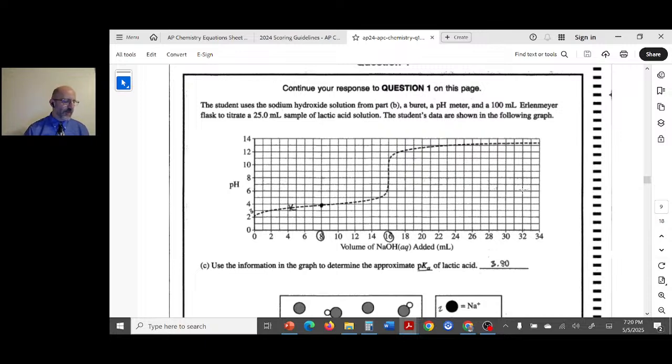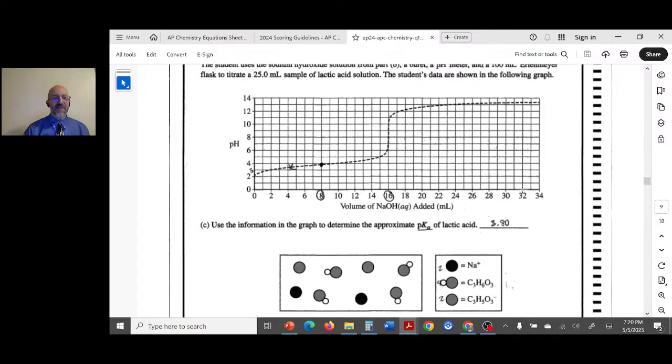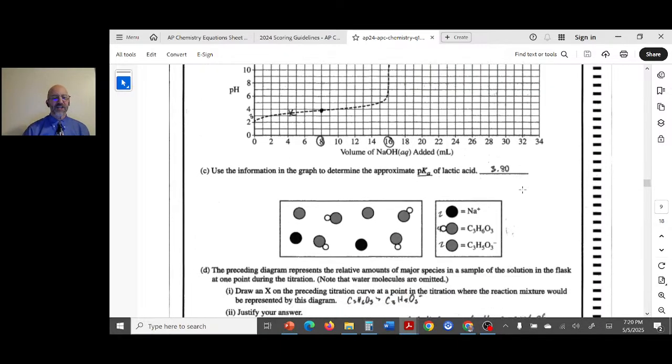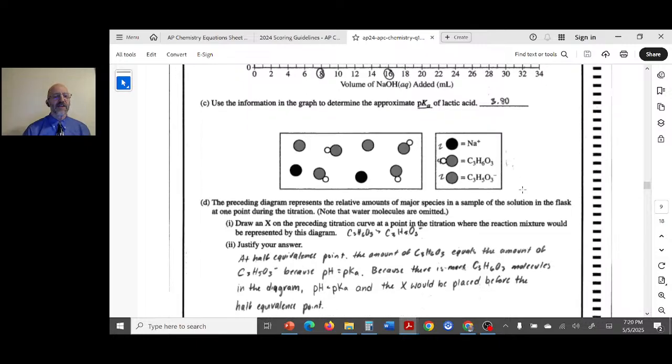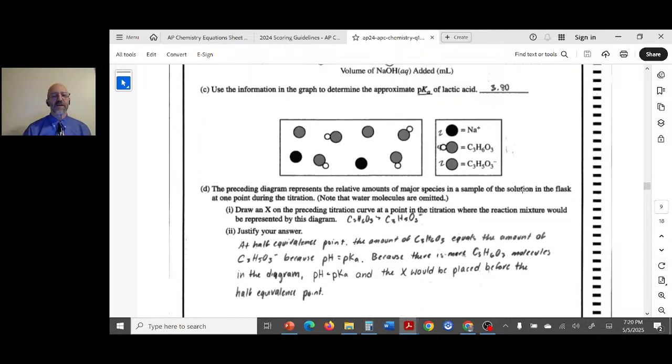3.8, yes. The point was earned in part C for a correct pKa value, which is in the acceptable range, somewhere between 3.7 and 4. In part D-I, they did put an X in the correct location. Let's see if they justified their answer. They said at the half equivalence point, those two things, lactic acid and the lactate ion or the conjugate base, should be equal. But because there is more molecules of the ion in the diagram, then pH is less than pKa. So they did earn the point for the justification.